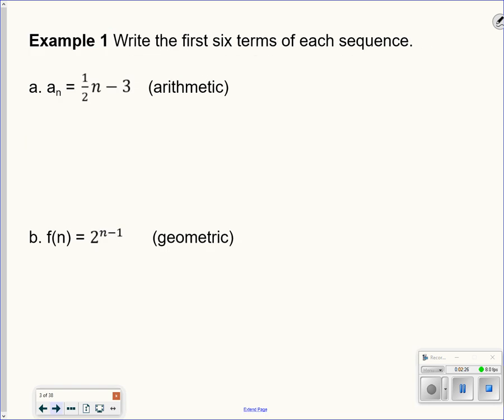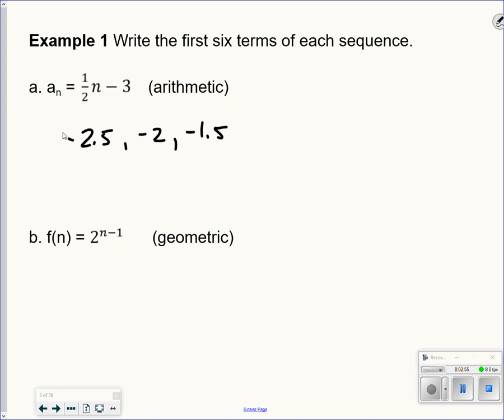So write the first 6 terms. So the first number in the sequence is when I put 1 in for n. If I put 1 in for n, what do I get? Well, I get negative 2.5, or I'll just put it as a decimal, negative 2.5. If I put 2 in for n, I get negative 2. If I put 3 in for n, I get negative 1.5. Okay? And this would be a dot, dot, dot. Okay, but those are the next 3.